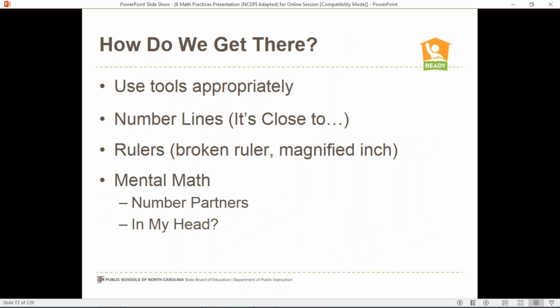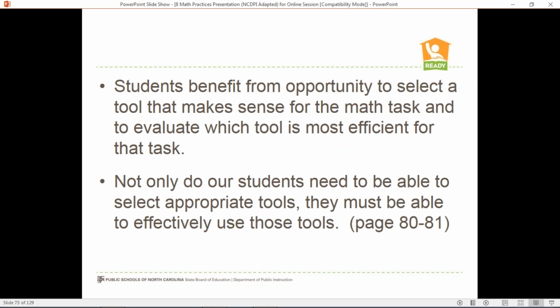So let's think in the same structure that we've used in the first part of this. Let's look at certain pieces like a number line, like broken rulers, or taking an inch and magnifying it out. Thinking about mental math, like how do we get kids to work together and or use number partners? How do I think in my head, right?